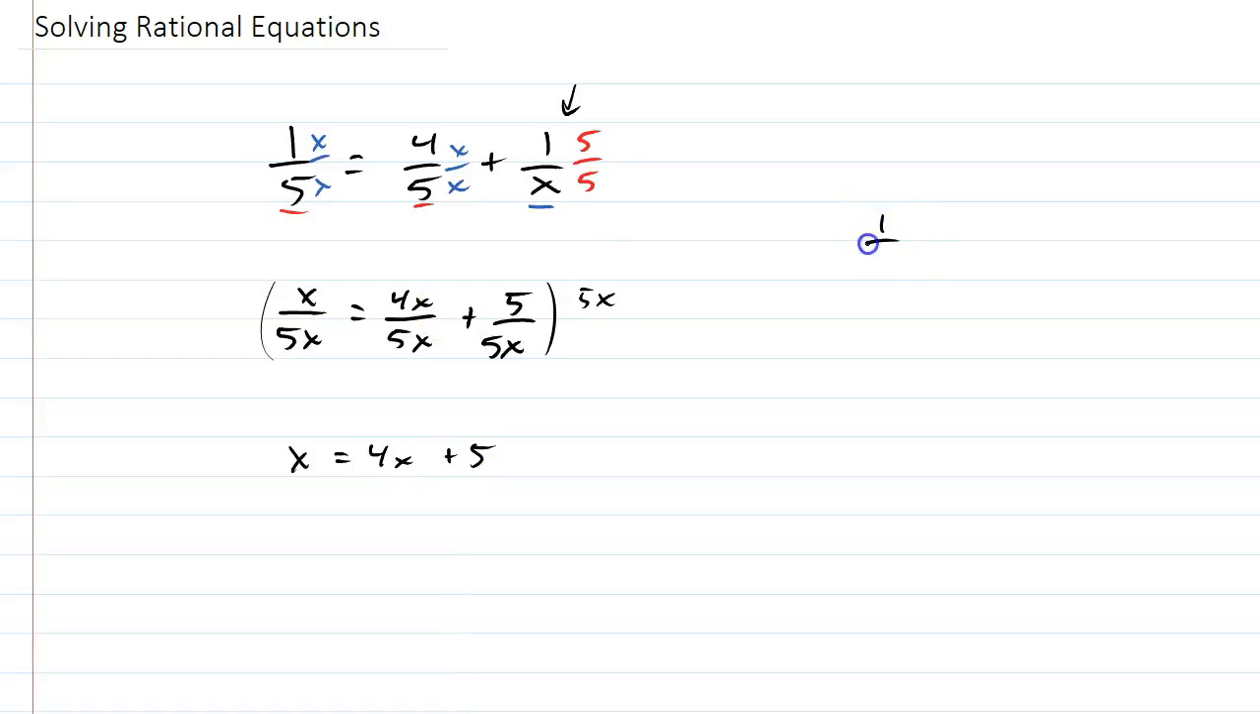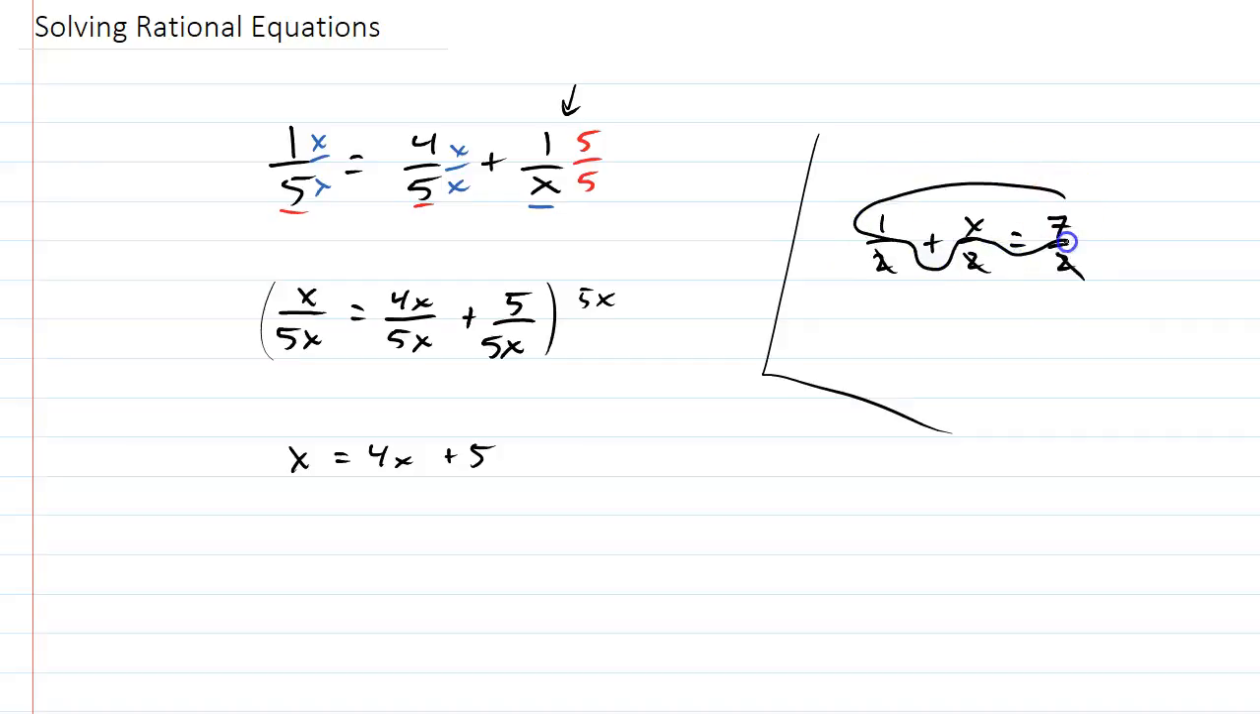Another way to think of it: 1 over 2 plus x over 2 equals 7 over 2. Say you had that rational expression. Well, you don't really have to think about the 2's at all, right? What you're really doing is thinking, 1 plus what will give you 7? So the answer is 6. It's the same thing here. Once you get a common denominator, you can actually disregard all the denominators.